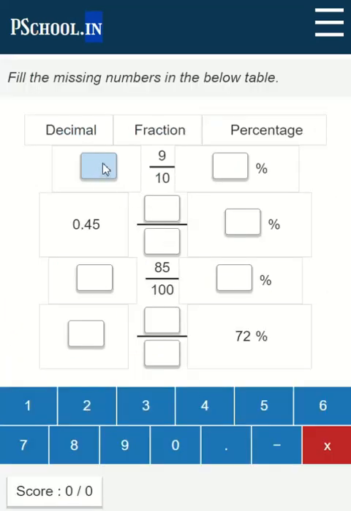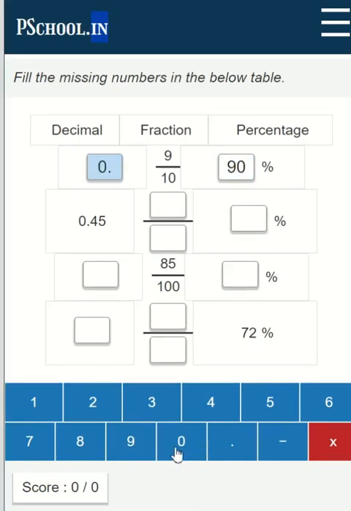We need to find the missing value. So we have been given decimal, fraction and percentage. So fraction is given 9 by 10 and it can be written as 90 percentage. If we have to write it in decimal, then it has to be 0.9. In the second case, decimal is given. We need to write it as fraction. So the fraction can be written as 45 by 100. It can be simplified as 9 by 20.